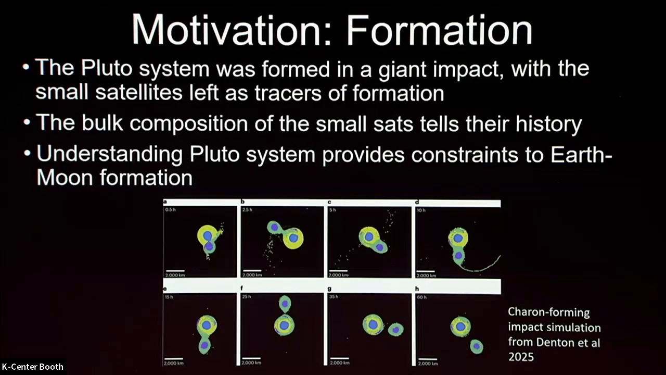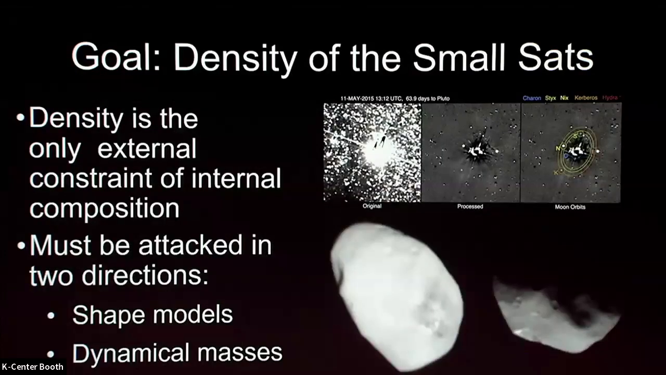And the only probe that we have, other than trying to look in the bulk density of Pluto and Charon, is looking at what are the compositions of the small satellites. So Brian after me is going to talk about the composition of their surfaces. The other way to do that is to go after their density.